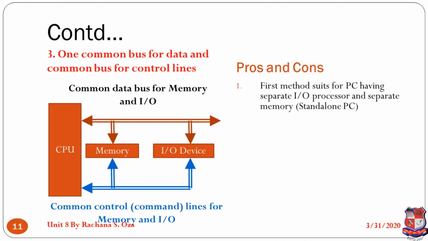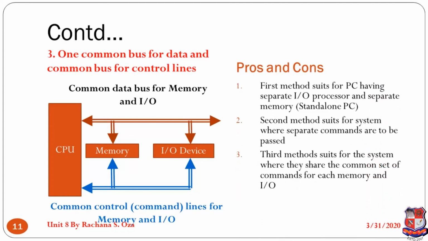Let us discuss the pros and cons of all three techniques. The very first method, where we have separate buses for everything, what is its usage? It is used for the standalone PC having a separate I/O processor and a separate memory. Well enough. Let's go with the second one. The second method suits systems where you have separate commands and limited I/O devices with limited commands. This is used for specific applications or applications having limited hardware.